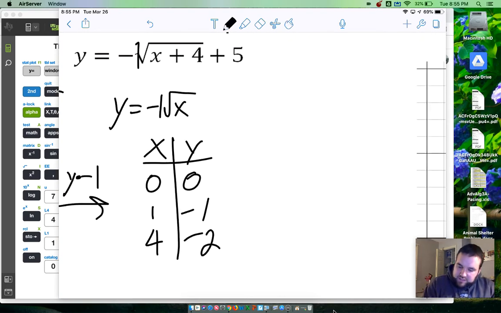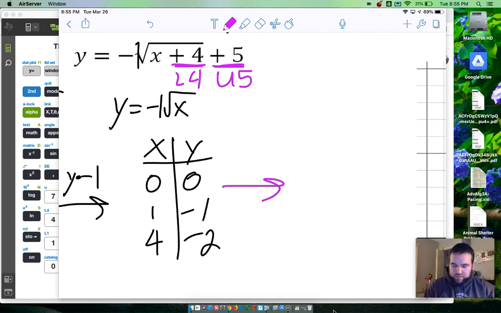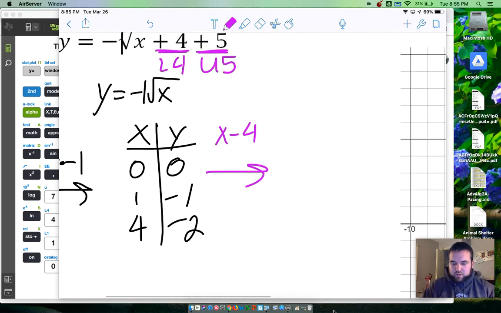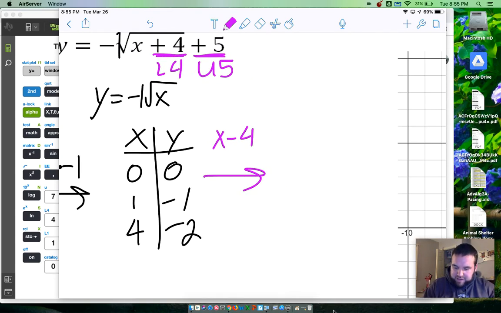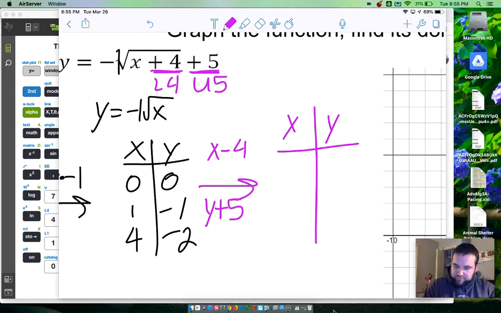I know this last thing, and I'm going to do both of these in one step. This is going to go left 4 units, and this is going to go up 5 units. So to go left 4 units, I'm going to take away 4 from the x coordinates. And to go up 5, the y coordinates are increasing by 5. So I'm just going to do that to each one of the values here. So this is my full function, y equals negative square root of x plus 4, plus 5. Okay.